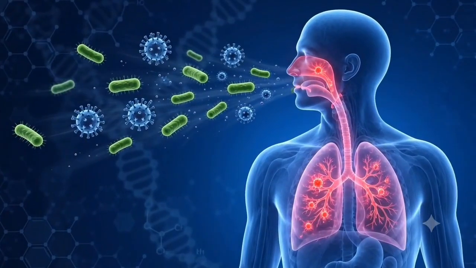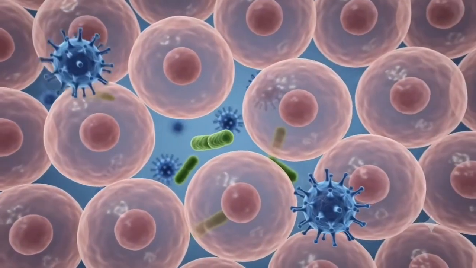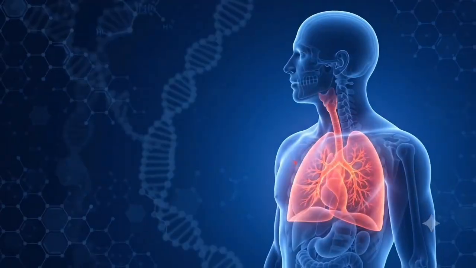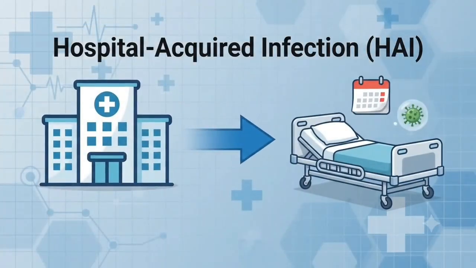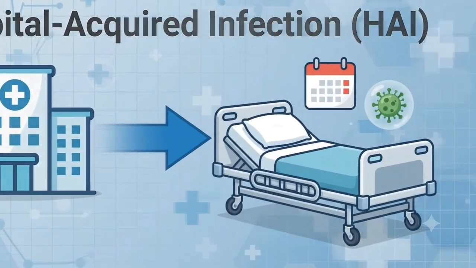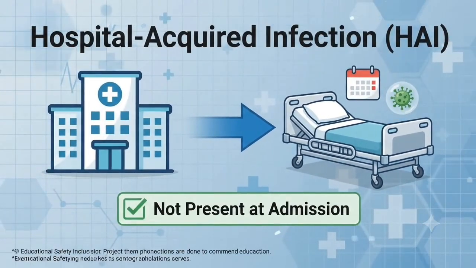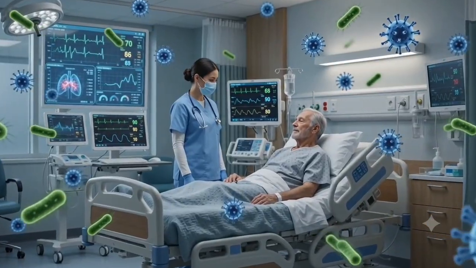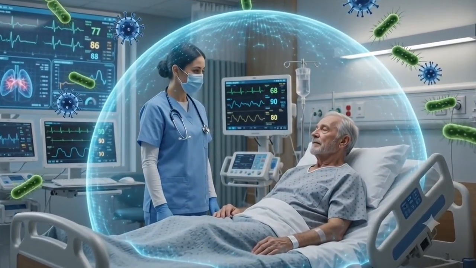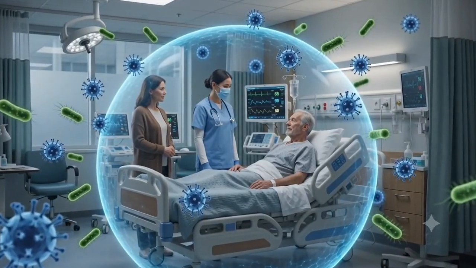First, let's understand infection. Infection happens when harmful germs enter the body, multiply, and damage healthy tissues. This can make a person sick. A hospital-acquired infection is an infection that develops after admission to a healthcare facility and was not present when the patient arrived. Now let's learn infection control. It means using safe nursing practices to stop germs from spreading and protect patients, nurses, and visitors.